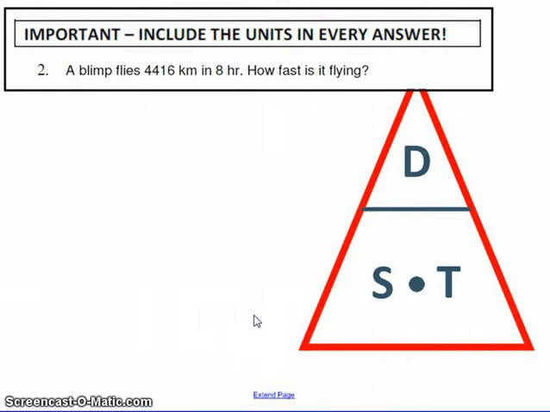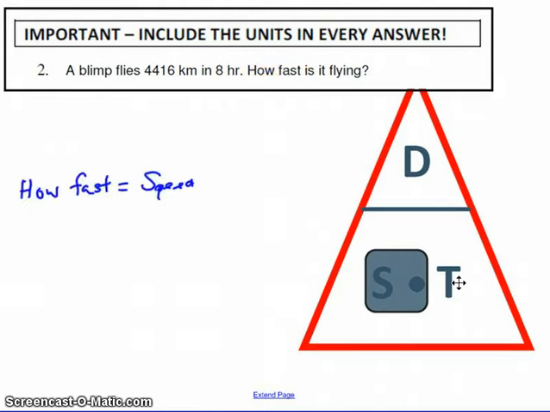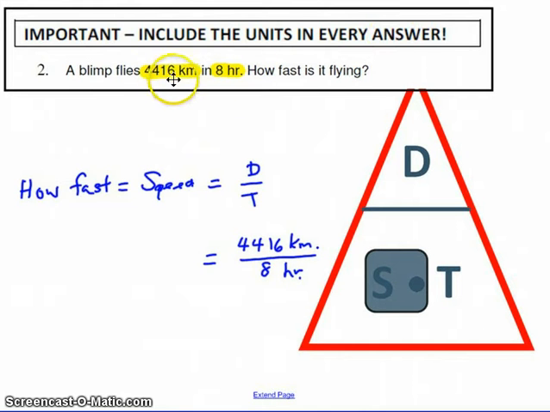Let's try it in a different question. This time it's looking for something different. This time it's a how fast question. How fast is really speed. So I'm covering up speed this time. I know that my answer is going to be found by doing distance over time. How fast is equal to speed is equal to distance over time. I plug in those numbers. There they are right there, 4416 for the kilometers and 8 for the hours.